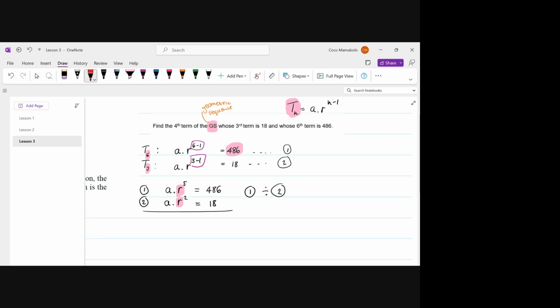We can divide them in this direction even. So a divided by a, those two will cancel each other out. R to the power of 5 divided by r to the power of 2 will give us r to the power of 3 is equal to, somebody punch into their calculator, 486 divided by 18. Yes, Narisha, exactly. That's why we come here.